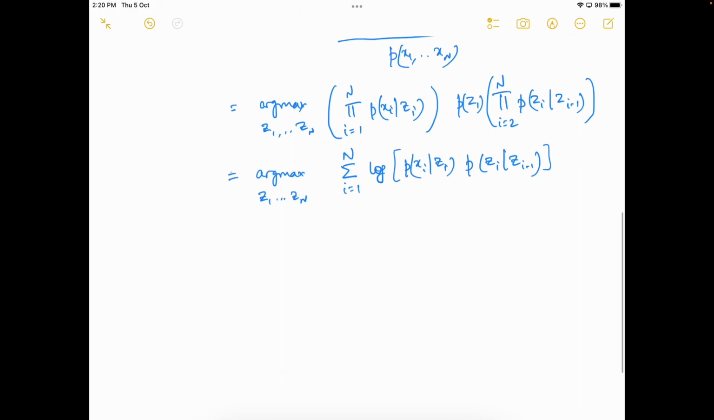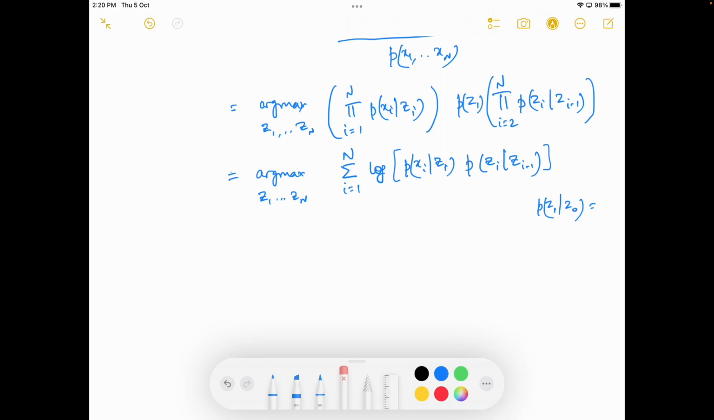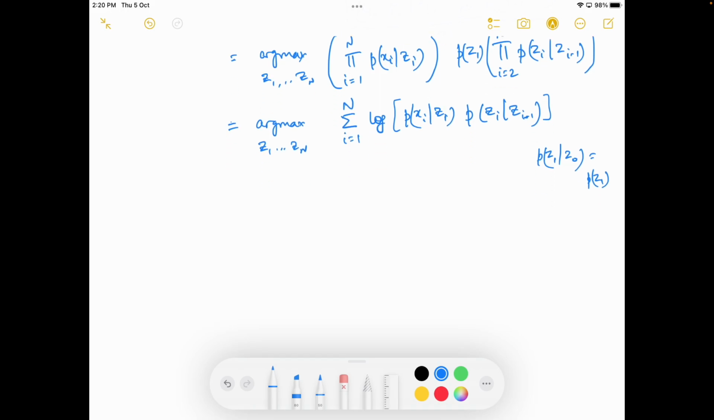with the condition that P of z1 given z0 is P of z1, just a simplification of notation. Right? So basically we have to solve this optimization problem.